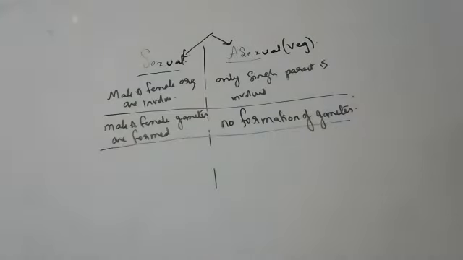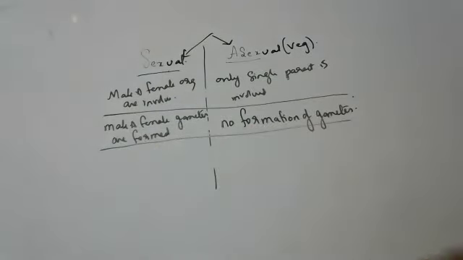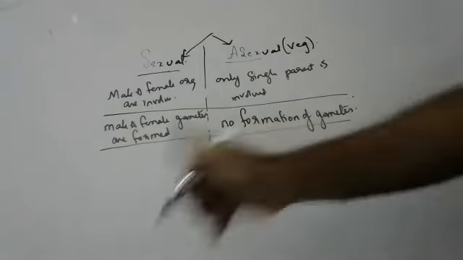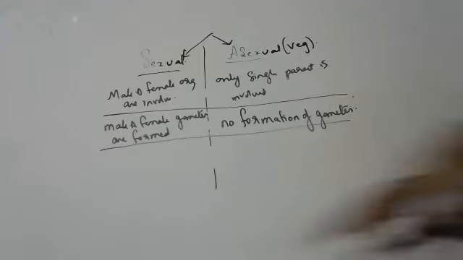Children, in plants, in sexual reproduction, the pollen grain produces two male gametes. In the flower, the stigma and ovules will be there, and inside the ovules, the ovum and two central nuclei will be there. They act as female gametes. Because male and female organisms are there, male and female gametes will form. And here, with a single parent, there are no gametes. Don't worry, you will understand.